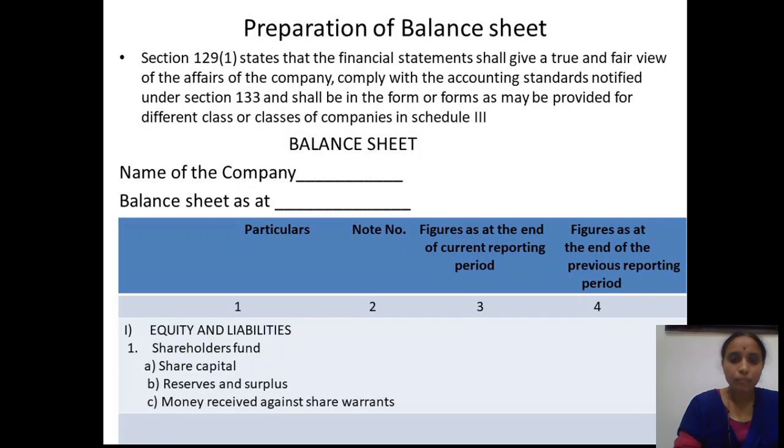So what are the items to be taken in the particulars column, we are going to see here. First in the vertical balance sheet, we take equity and liabilities. Under equity and liabilities, the shareholders' funds: under that we have to record the share capital, the amount of reserves and surplus, and money received against share warrants. These are the three items to be included in the shareholders' funds, under the equity and liabilities heading.